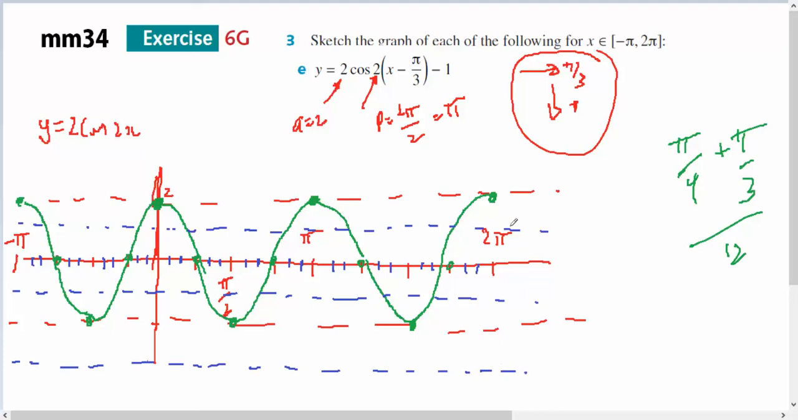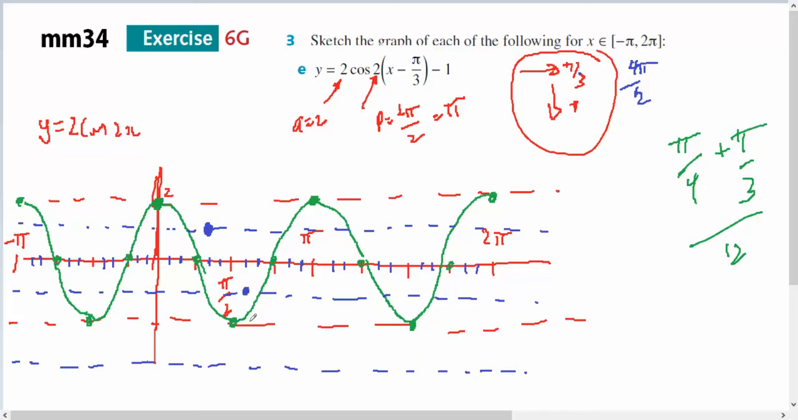Okay, and this blue is where I'm going to move. I need to move to the right pi on 3, and pi on 3 is 4 pi on 12, and then I need to move down 1. So this will go over 4. 1, 2, 3, 4, and down 1. This goes across 4, 1, 2, 3, 4, and down 1.